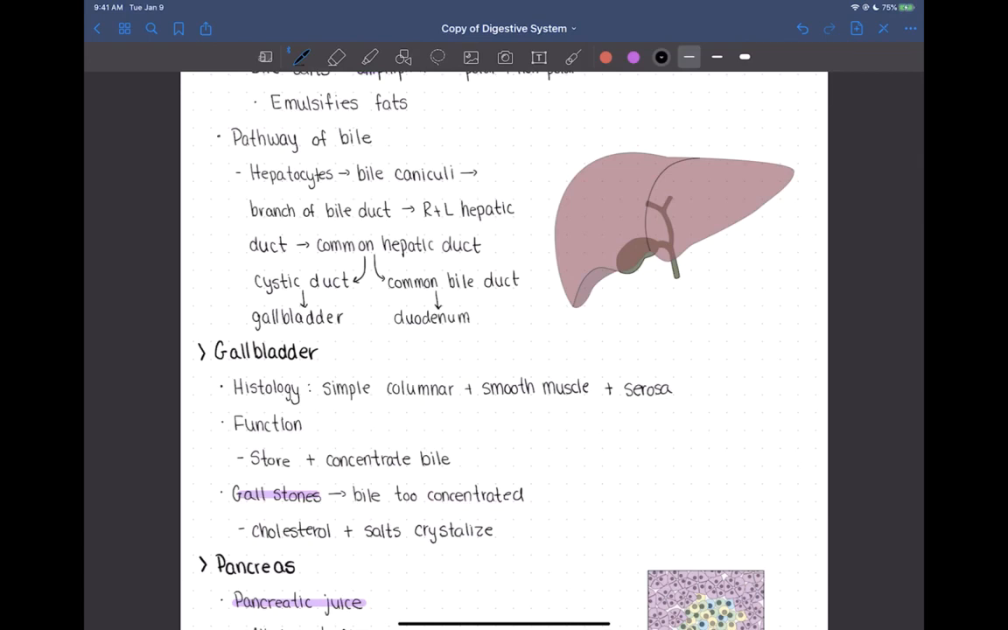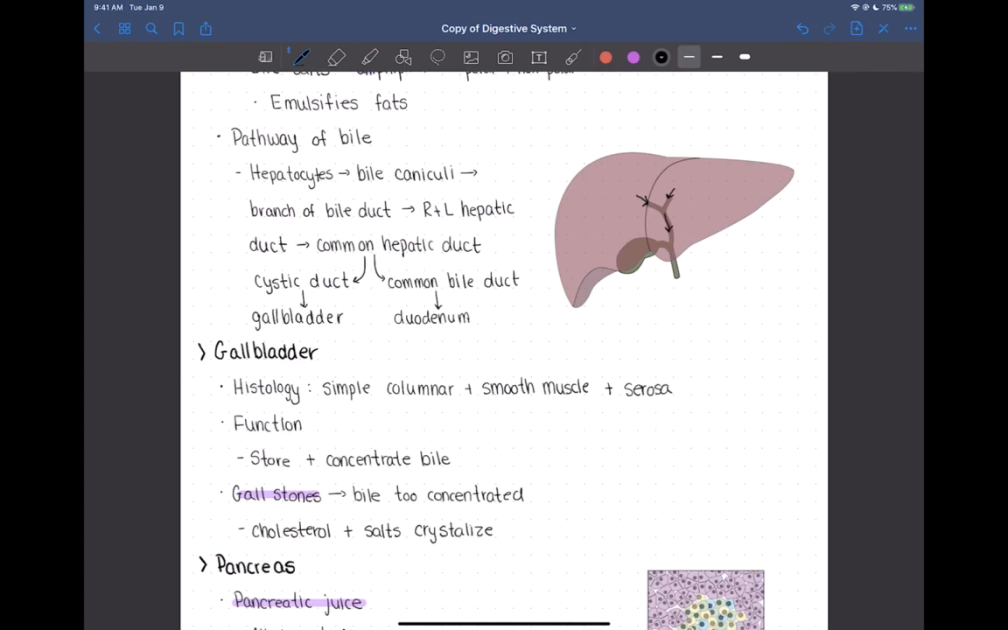We said it's made by the hepatocytes in the liver, travels through those bile canaliculi to a branch of a bile duct, and then it is going to travel through the left and right hepatic ducts. Those two are going to join to form the common hepatic duct. So left and right join to form a common hepatic duct.